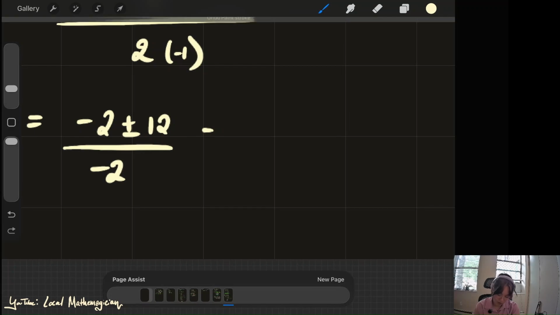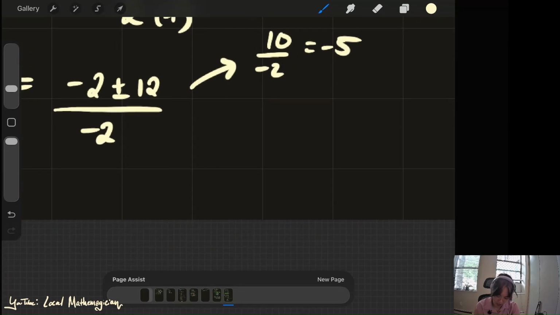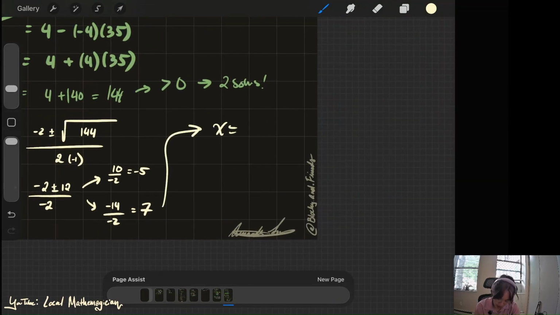-2 plus 12 is 10. It's a 10 over -2, which is equal to -5. And -2 minus 12 is -14. And then, over -2 is +7, which means you get x is equal to -5 and +7.